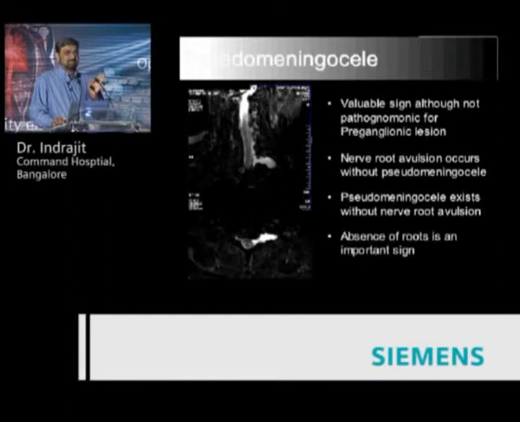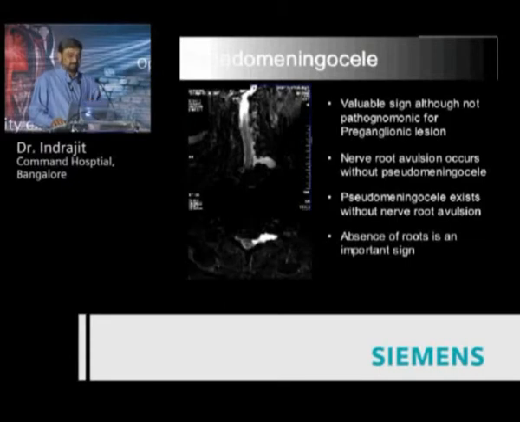But we must analyze this a little bit more. It's a valuable sign, although not pathognomonic for preganglionic lesion. Nerve root avulsions can occur without pseudomeningocele. Pseudomeningocele can exist without nerve root avulsions. So you've got two extreme positions. But the common link is, if there is an absence of roots, that's a very important sign.